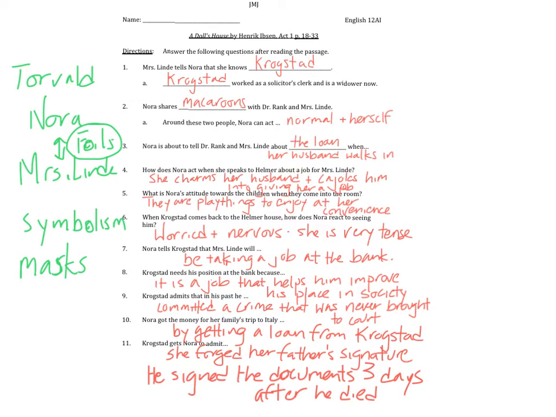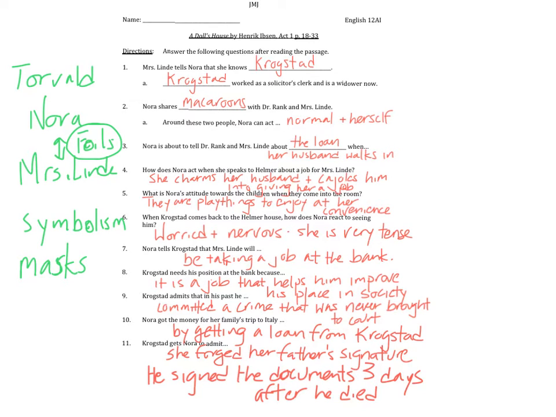Now, she's playing with the kids when all of a sudden Krogstad comes back to the Helmer house. And when he walks in, again, Nora has that worried and nervous look, and she's very tense around him. Nora tells Krogstad that Mrs. Lynn is going to be taking a job at the bank. And Krogstad has put one and one together that, well, if she's working at the bank, chances are I got fired, or I might lose my job to her. So Krogstad really needs this job. And he expresses that to Nora very succinctly.